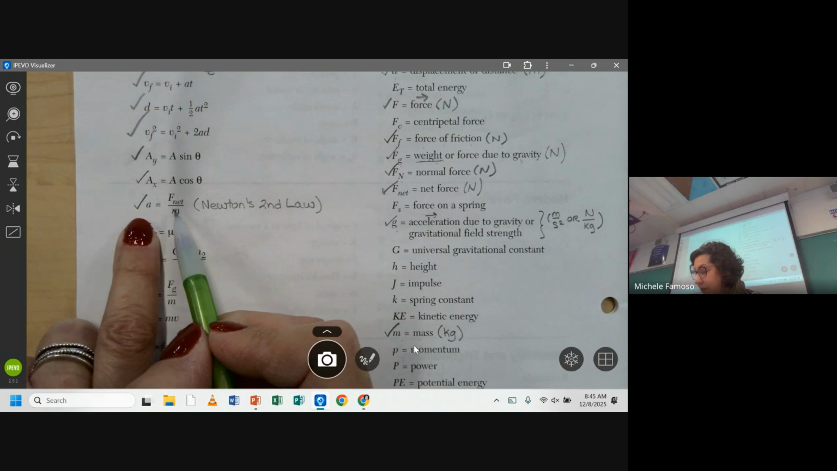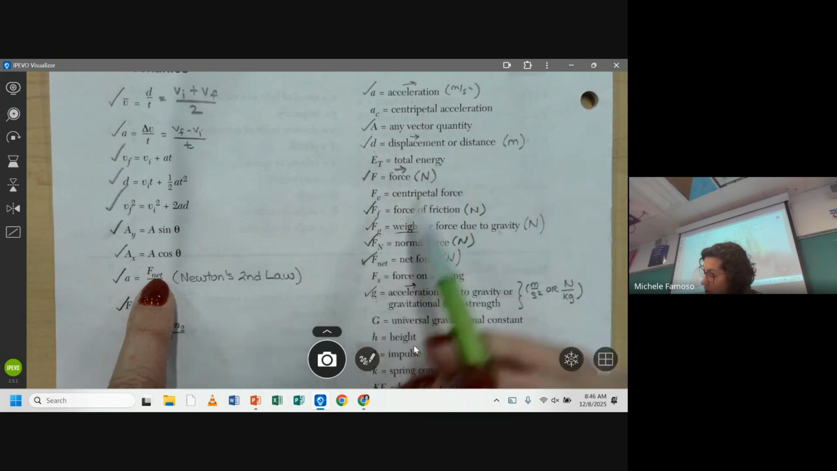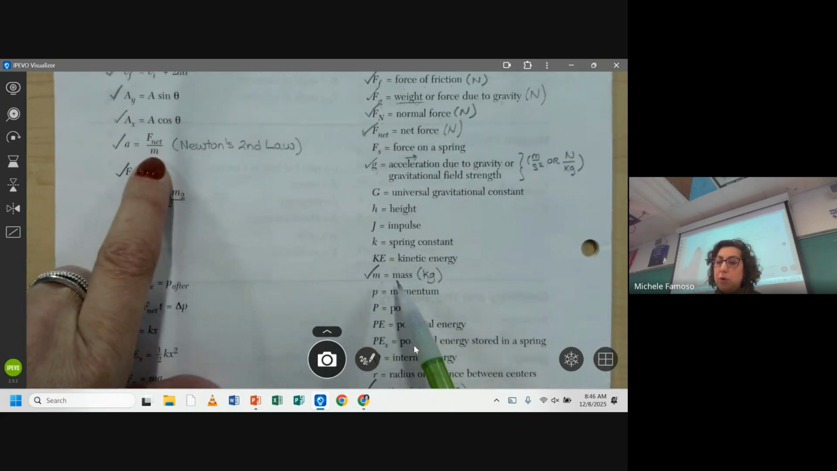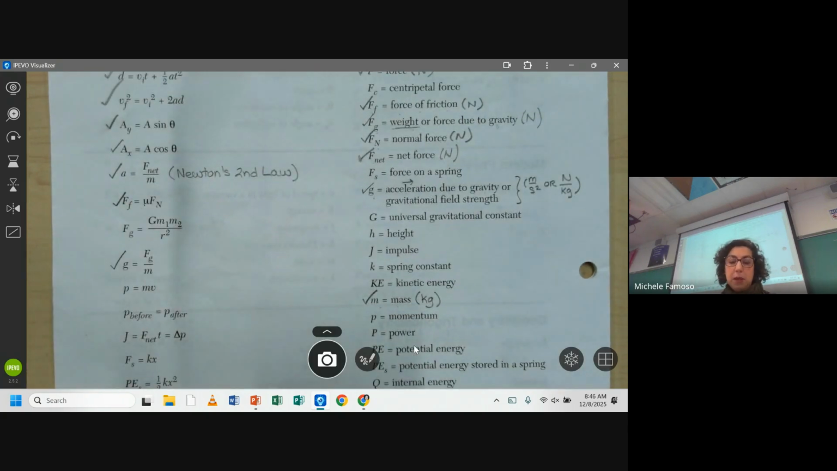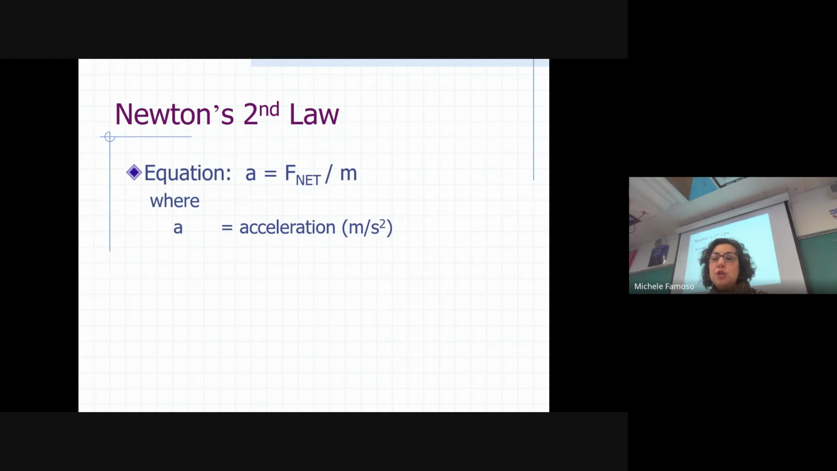We've already checked off the variable a. It stands for acceleration. We've already checked off the variable F net. That stands for the net force. We've already checked off the variable lowercase m, the mass in kilograms. So that's the equation for Newton's second law. The a in that equation is our acceleration in meters per second squared, F net is the net force measured in newtons, and m is the mass of the object measured in kilograms.